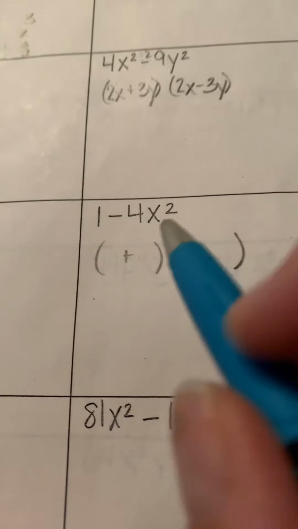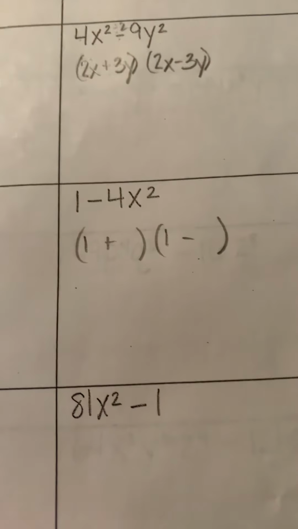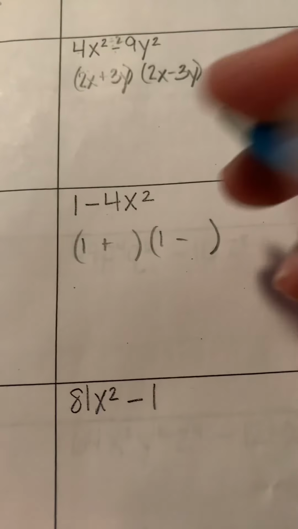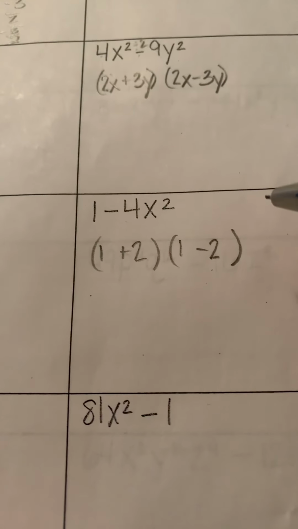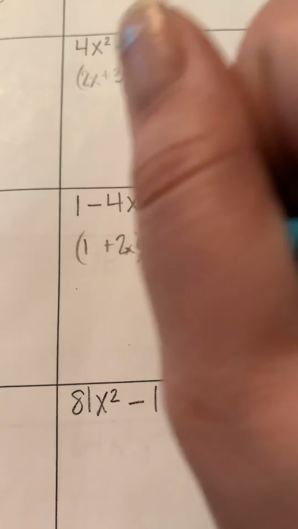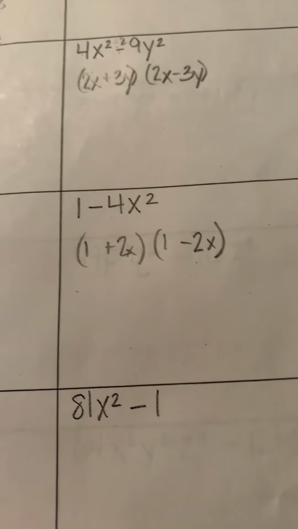Next one, plus sign, minus sign. Square root of 1 is just 1. So 1 and 1. Square root of 4 is 2. 2 and 2. Square root of x squared is just an x. So x and an x, and you're done.